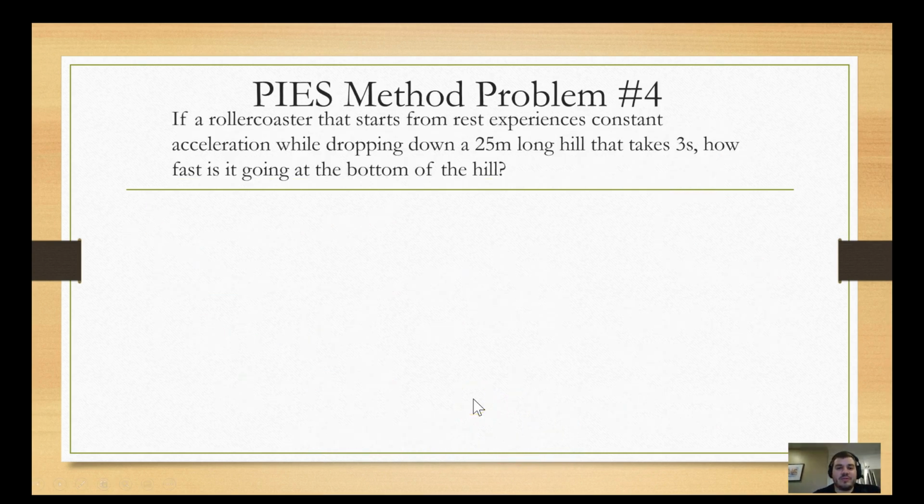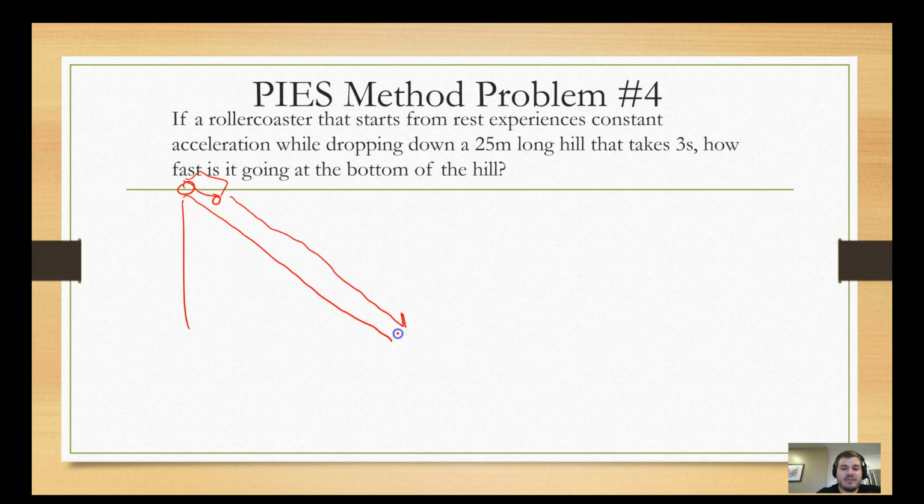Okay, let's do another example with a different sort of situation. We have a roller coaster that starts at rest on top of a hill, and it accelerates with constant acceleration down to the bottom, 25 meters long, and the time interval is 3 seconds. Again, we have to infer something here, right? What we have to infer is that v initial is 0.